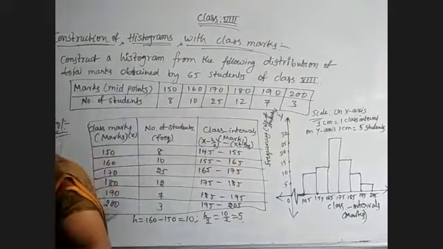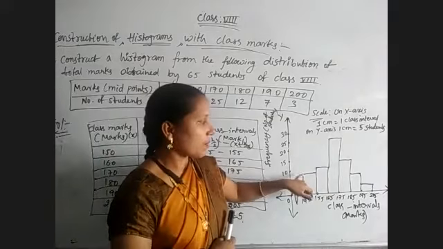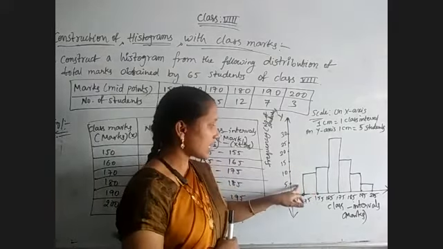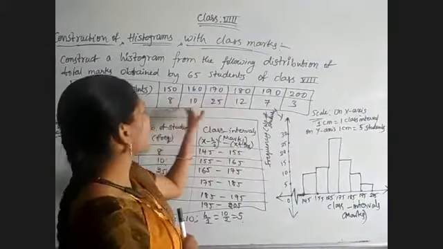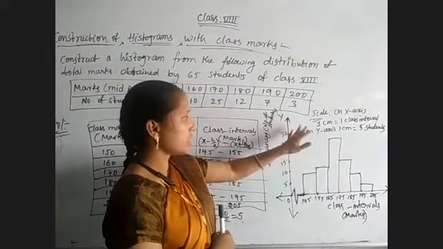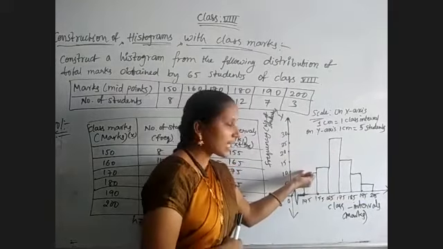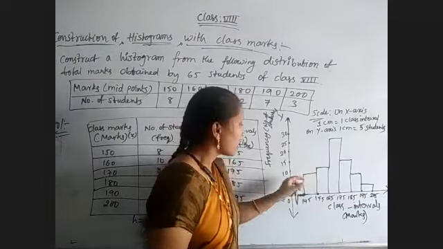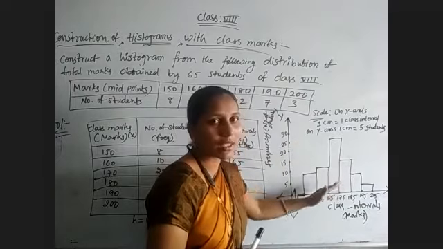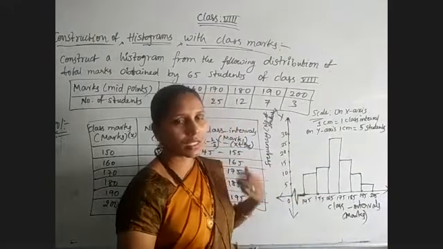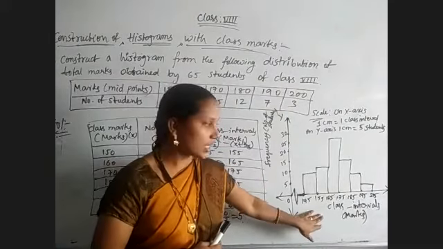Next, what does the sum of the heights of all rectangles represent? Heights are nothing but the frequencies, yes or no? If you add all these values, you will get the total number of students. Width of the rectangle denotes class size. Length of the rectangle denotes frequency. Sum of all lengths of the rectangles gives the total frequency of that data. And always we have to take class boundaries on the x-axis.